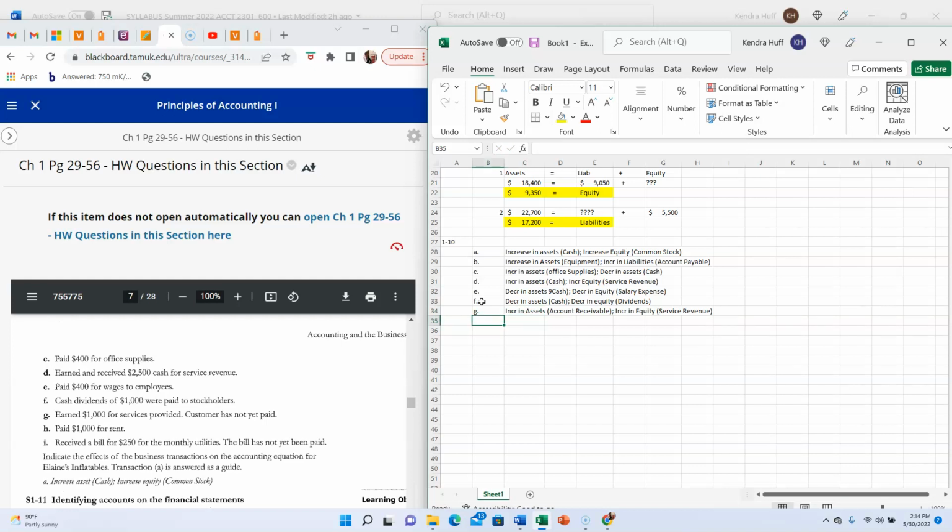And then we paid $1,000 for rent. We paid it, so that's a decrease in assets because our cash is going down. And then that's an expense, rent expense, so it's a decrease in equity for rent expense.